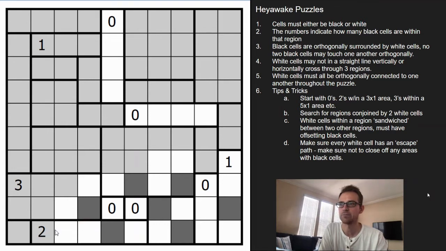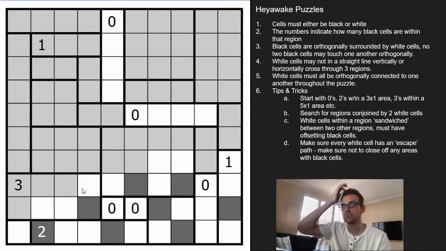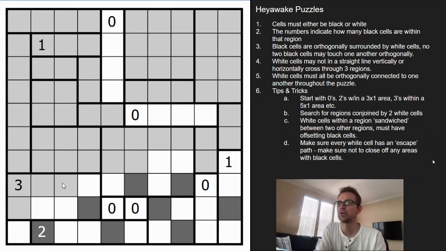And now this must be black because we look at this region, there must be two shaded cells. There's only one of them. So there's the black. And then we can surround it with white. Now this 3 cell, we only have one shaded cell. We need 2 more. There can only be 1 in these 2 and 1 in these 2. Because again, the black cells can't be orthogonally adjacent to one another.